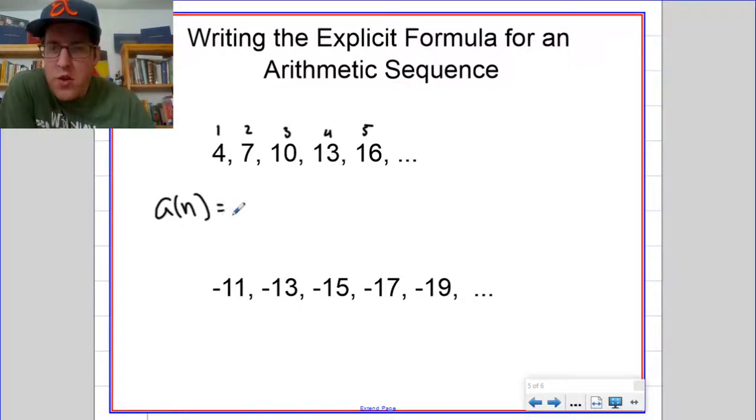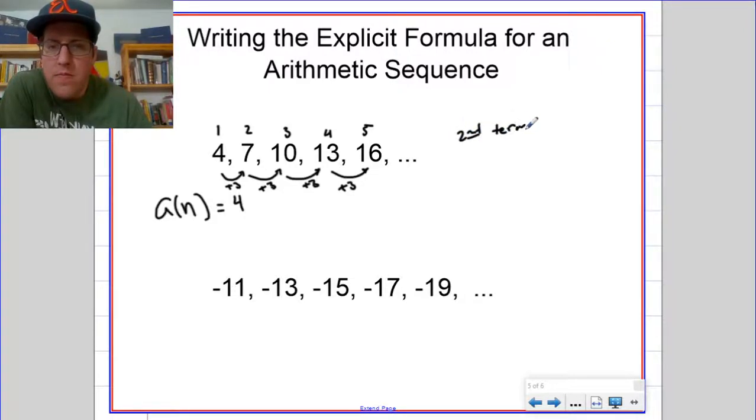If I wanted to start with an element, I would say, well, it would certainly start with 4, and then I'd be adding 3. So the first term and the common difference, right? Now, say I want to find the second term. How many times would I add 3? I would only do it once. And if I wanted to find the fifth term, I would add 3 1, 2, 3, 4 times.